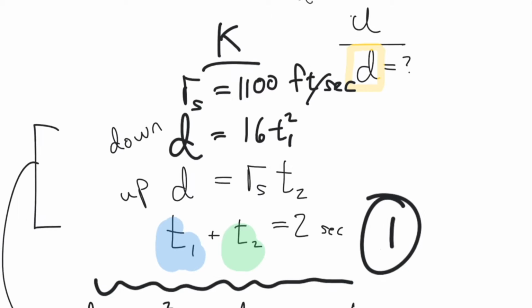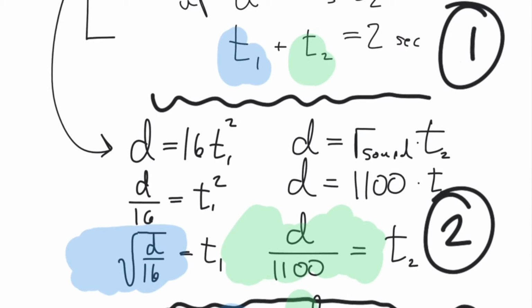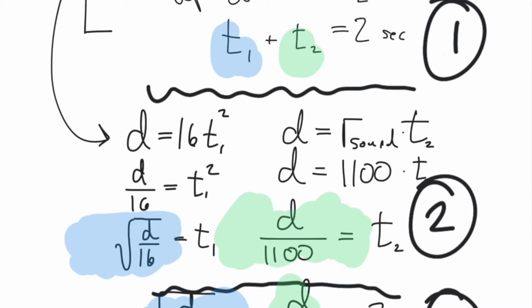The second part of the strategy is to rewrite these equations so that they're in terms of d. For the t1 equation, we divide both sides by 16, we take the square root, and we get the square root of d over 16 is equal to t1. That's what t1 is. If you know the d, you can divide it by 16 and take the square root, and that'll be the time.